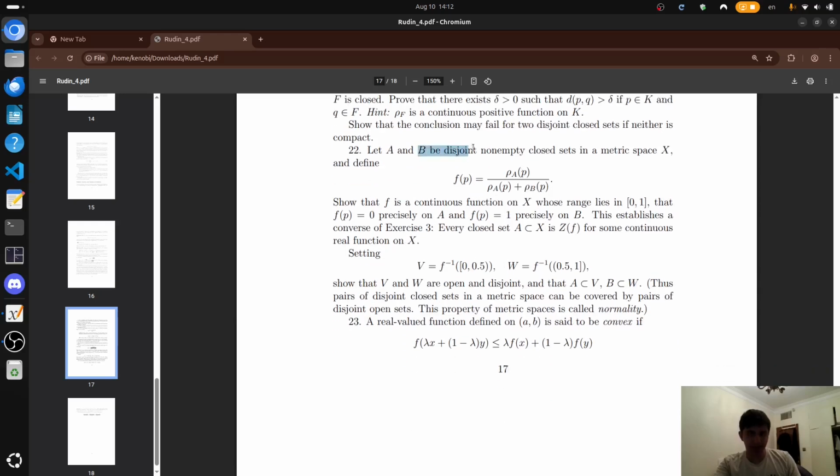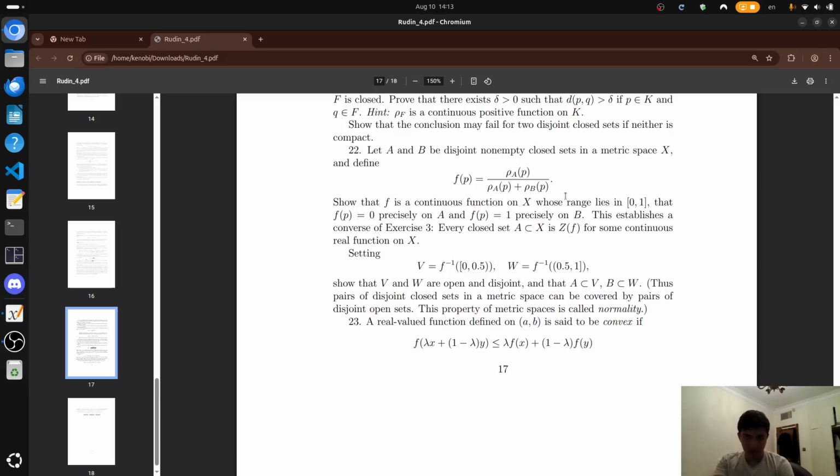Now let A and B be disjoint non-empty closed sets in a metric space X, and define f of P equals rho of A P over rho of A P plus rho of B P. Show that f is a continuous function on X whose range lies in 0 to 1, that f of P is 0 precisely on A and f of P equals 1 precisely on B.